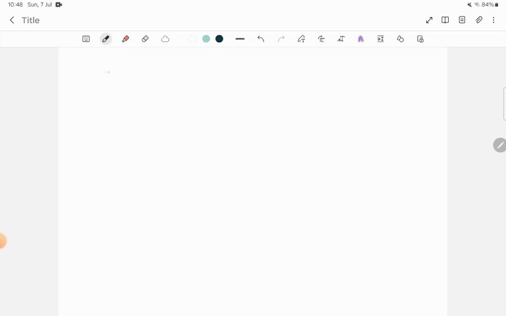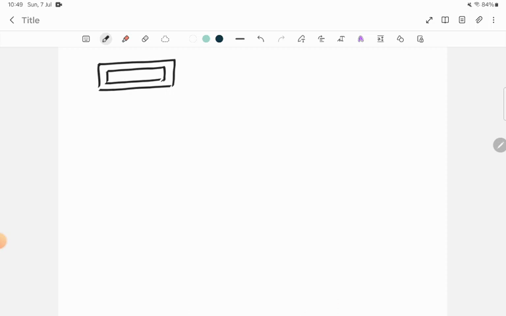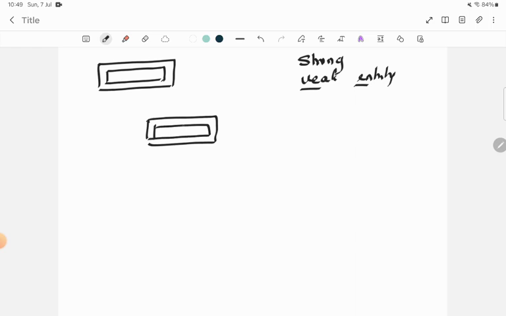Now let's go to the next symbol, the representation of a weak entity. A weak entity is represented by a double rectangle. What is a weak entity? Entities can be of two types: strong entity and weak entity. A weak entity is any entity which depends on another entity for its existence.